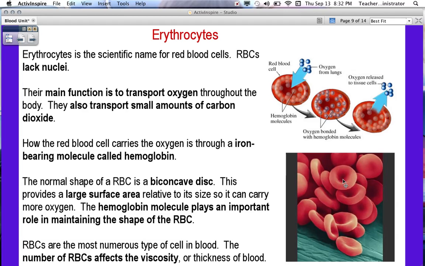That produces lots and lots of surface area so that it's easy for the red blood cell to attach as much oxygen as possible. That hemoglobin molecule plays a really important role in the shape of that red blood cell. So if your hemoglobin molecule is not normal, then probably the shape of your red blood cell is not normal either. Red blood cells are the most numerous type of cell we have in the blood, because remember, they made up almost all of the 45% of the blood that's formed elements. And their number is going to affect what we call the viscosity of the blood, or how thick your blood is. So if you end up having too many red blood cells, then your blood would be too thick.